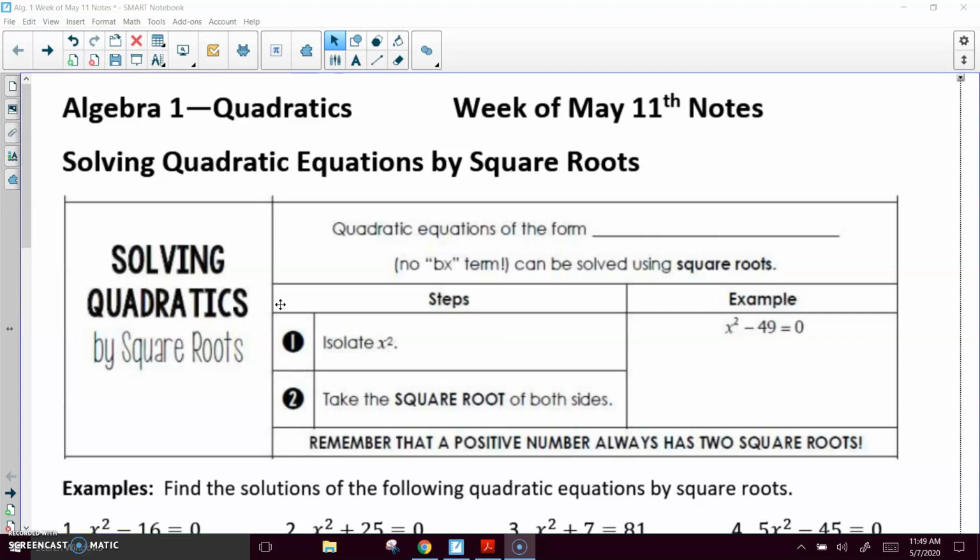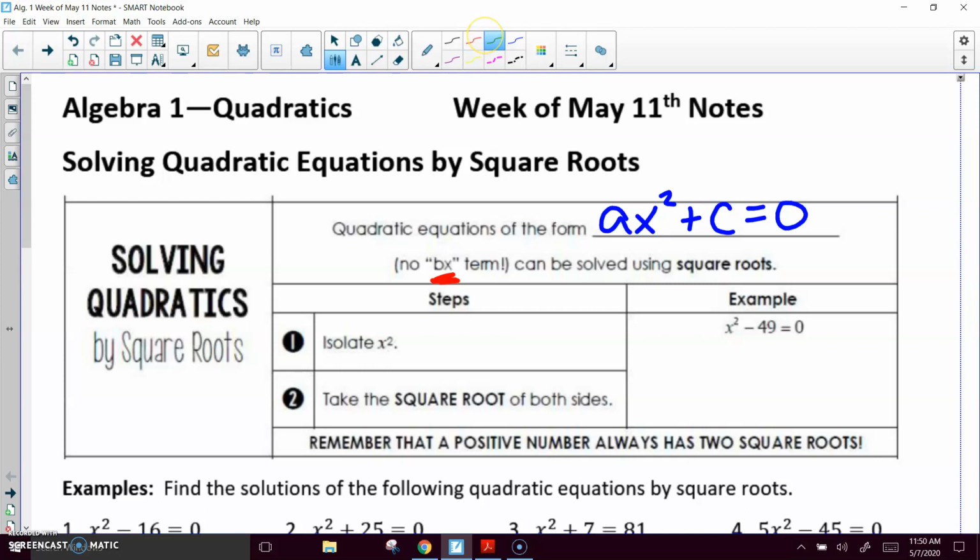Today's method is solving by square roots. Solving by square roots does not work in every single quadratic equation. In fact, it only works in a select few. The ones that it works in are of the form ax squared plus c equals 0. If you'll notice, there is no bx term in the middle. So solving by square roots only works when there is no b term in the middle.